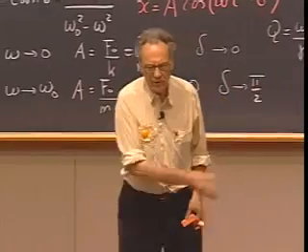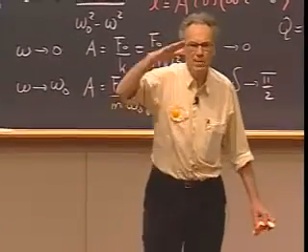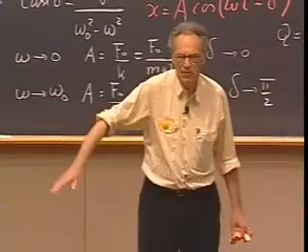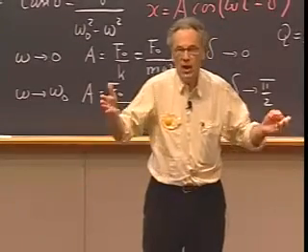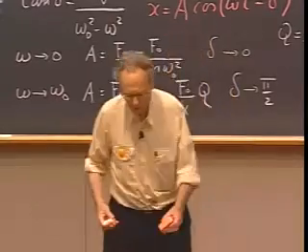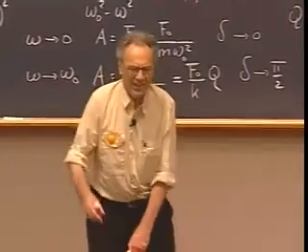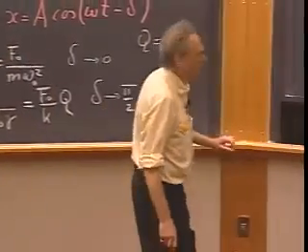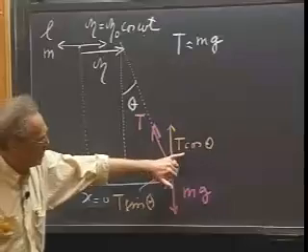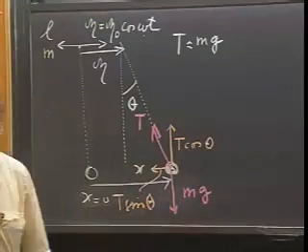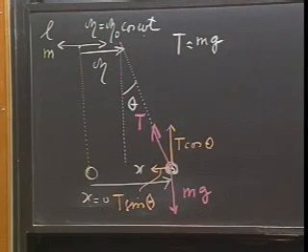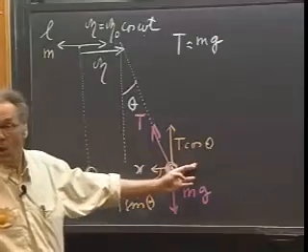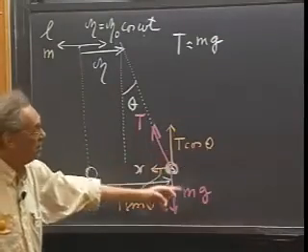If the angles are very small, the object is hardly moving at all in this direction. The motion is almost exclusively in this direction. So there is no acceleration in the y direction, or I should say, the acceleration in the y direction is negligibly small. So that means to a high degree of accuracy, T cosine theta is always the same as mg. But for small angles, cosine theta itself is 1. Therefore, T equals mg.